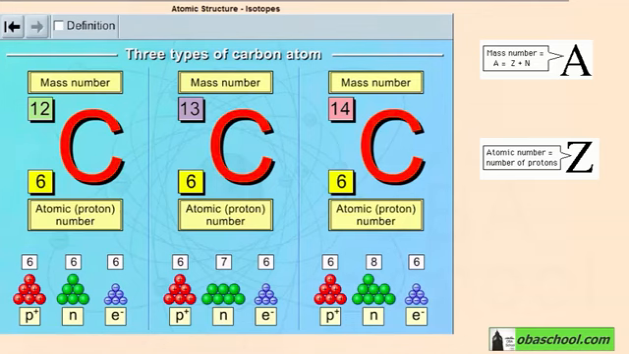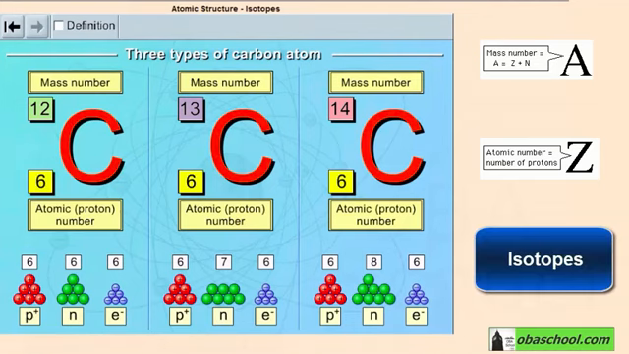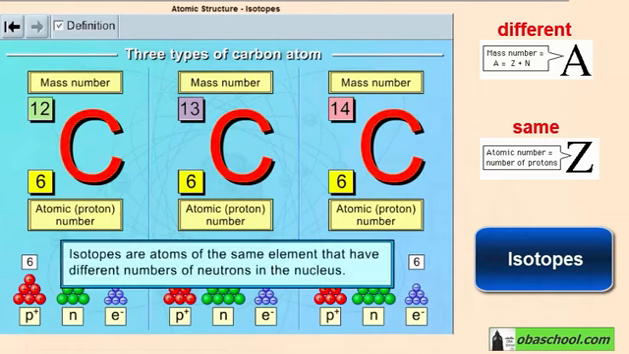In conclusion, these 3 carbon atoms are called isotopes. They are atoms of the same element, but different mass number, due to the difference in the neutrons. So, as a definition, isotopes are atoms of the same element that have different numbers of neutrons in the nucleus.